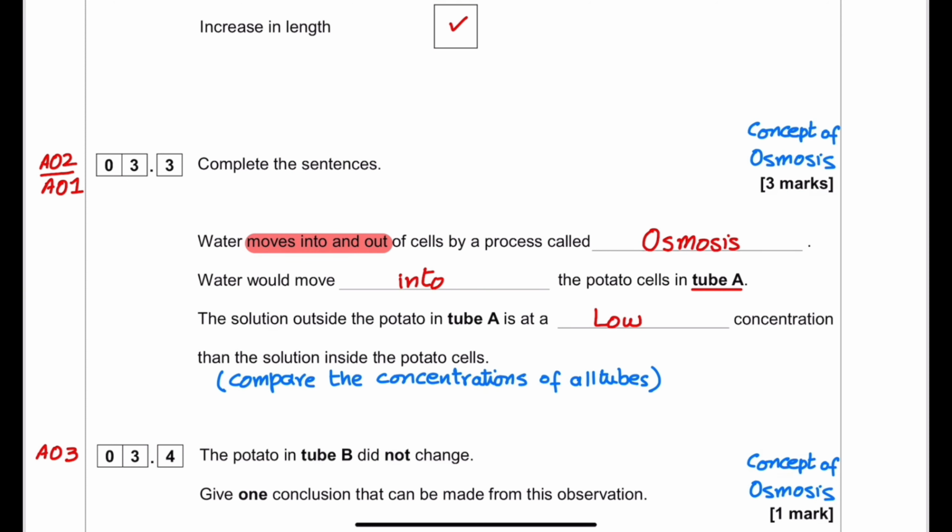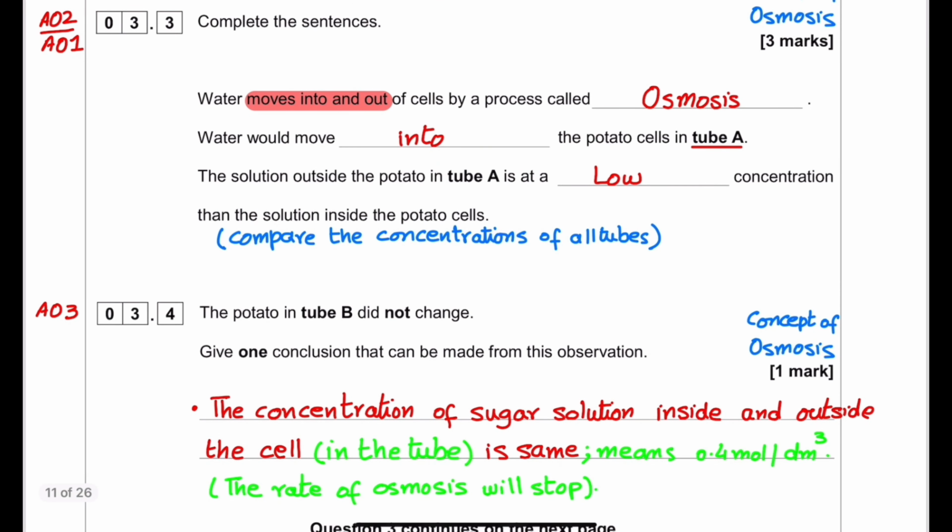So the model answer we can give there: the concentration of the sugar solution inside and outside the cell, meaning in the tube, is the same. This means that 0.4 mole per dm cube is present inside and outside. The rate of osmosis will stop. Therefore, the size of the potato in tube B will not change.